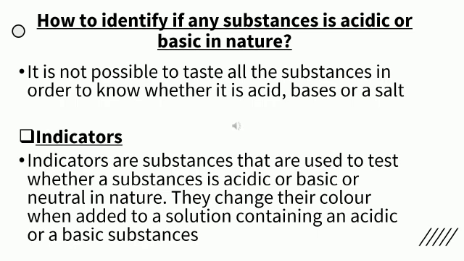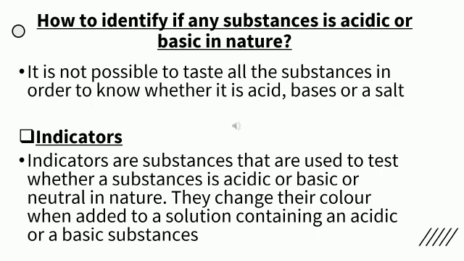So how to identify if any substance is acidic or basic in nature? A few substances can be said as acid or base by just tasting them. But all acids and all bases cannot be tasted. And how do we check whether it is acidic or basic when we can't even taste or touch them? For that we have a few indicators. Indicators are used to check whether the substance is acidic or basic in nature.